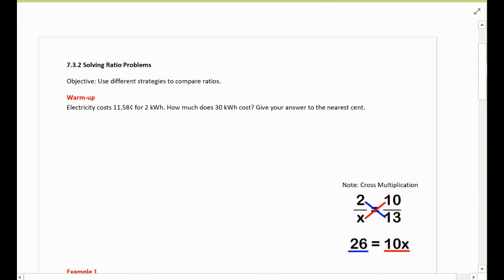Today we're going to solve ratio problems using different strategies to compare ratios. So before we start, I'm going to explain cross multiplication.